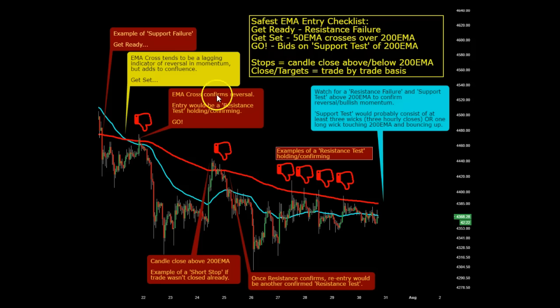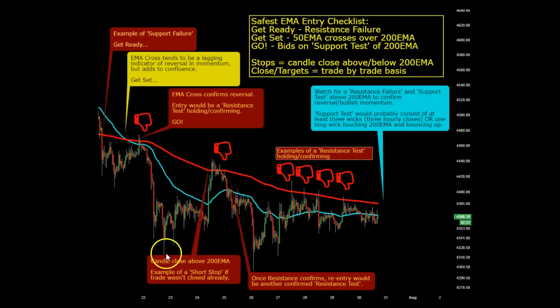So like I said, again, the EMA confirms the reversal. Entry would be resistance test, holding, confirming, and again you get a pseudo tweezer top here. You don't necessarily get a strong breach of the 200. So your entry on the short is here, and again you get the drop. Your close can be based on any number of things.